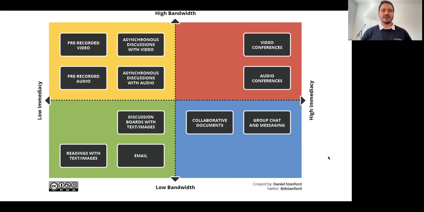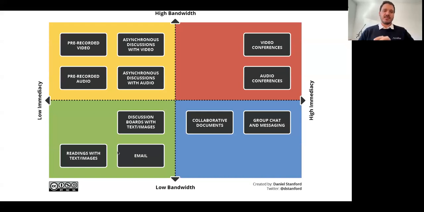So you can see up the top there, you'll see things like video. So pre-recorded video, asynchronous discussions with videos, and right over on the right-hand side, video conferences. On the low bandwidth side of things, you see things like text and email. And on the right-hand side, you'll see high immediacy. So that's on the synchronous end of the spectrum. And on the left-hand side, low immediacy. So that's the asynchronous side of things, when we don't really need to be in the same time and place.